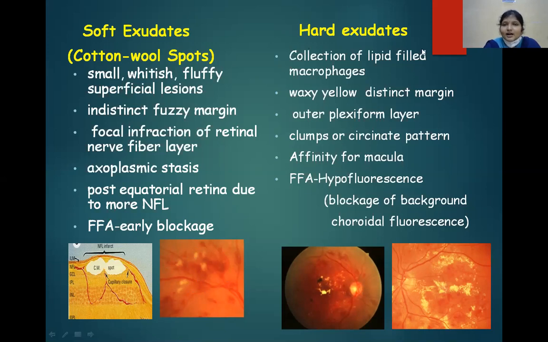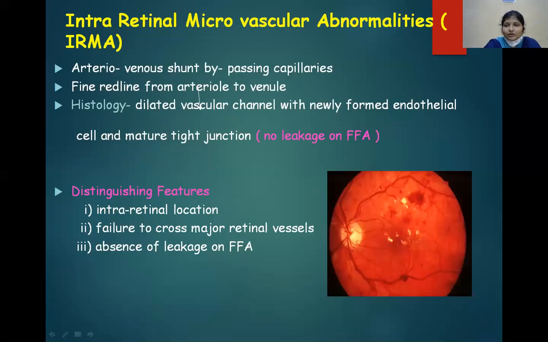And next is hard exudates. This is a collection of lipid-filled macrophages. In contrast to soft exudates, they have a distinct margin. You can see the borders clearly and distinctly. And they are mostly arranged in clumps or circinate pattern and mostly concentrated at the macula. For both the soft and hard exudates on FFA, we see blockage of the background choroidal fluorescence.